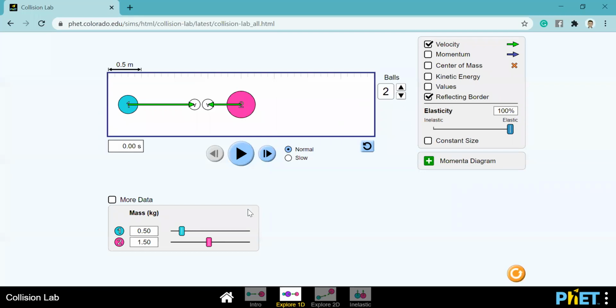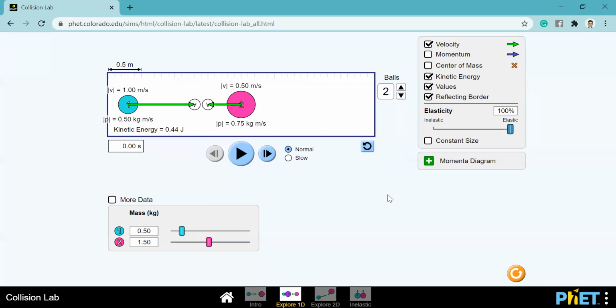Okay, so in our scenario, we have two objects, 1 and 2, with a different mass and different velocity. So we'll check these values to see its initial momentum, initial velocity, and also the kinetic energy, so that we can observe if there's going to be changes in the kinetic energy.